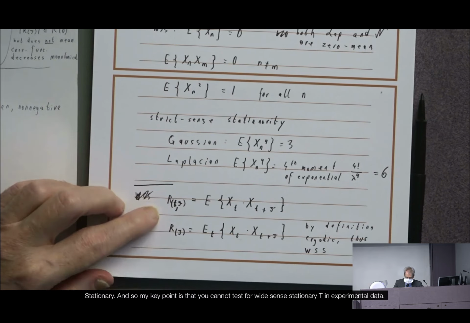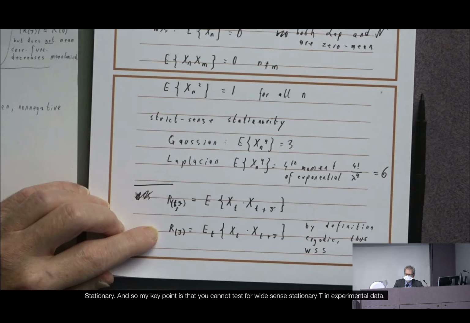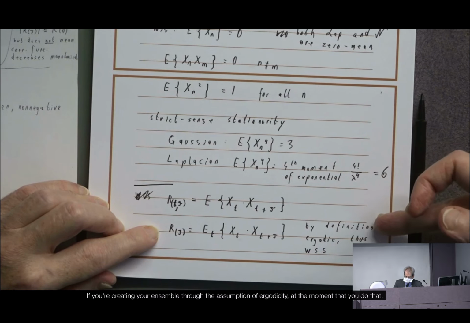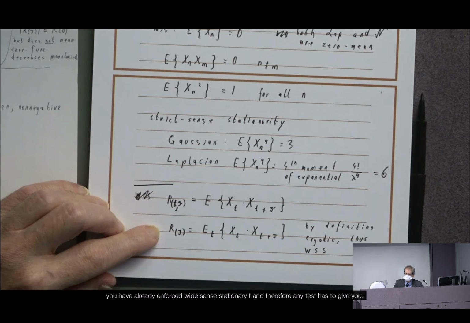My key point is that you cannot test for wide-sense stationarity in experimental data if you are creating your ensemble through the assumption of ergodicity. The moment that you do that, you have already enforced wide-sense stationarity, and therefore any test has to give you, yes, this is wide-sense stationary.